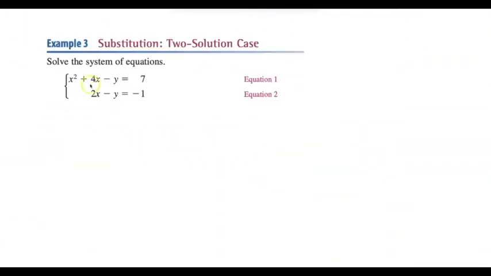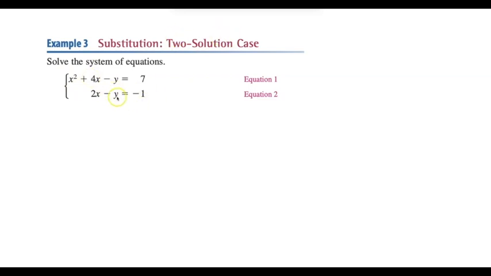Two solution case. This is where substitution actually beats elimination, which I haven't got to yet. Nonlinear. See how this is an x squared? You cannot solve that by elimination for the most part. Sometimes you can, but this is actually done better by substitution. Let's solve this, the two solution case. Same process: try to get one variable by itself.